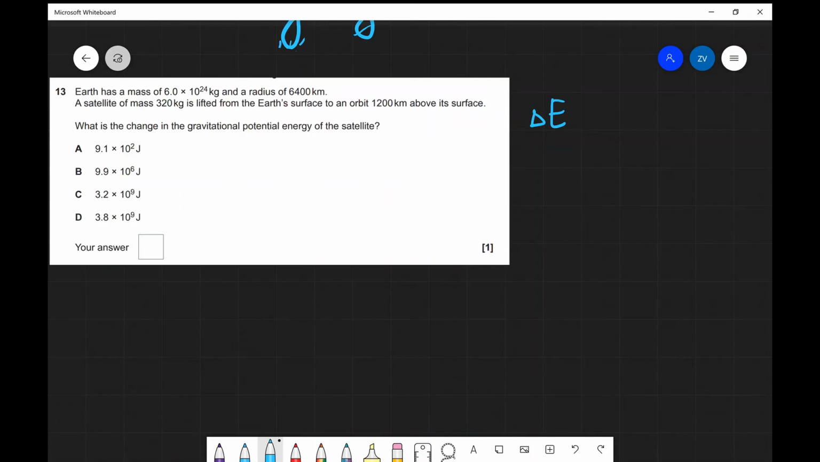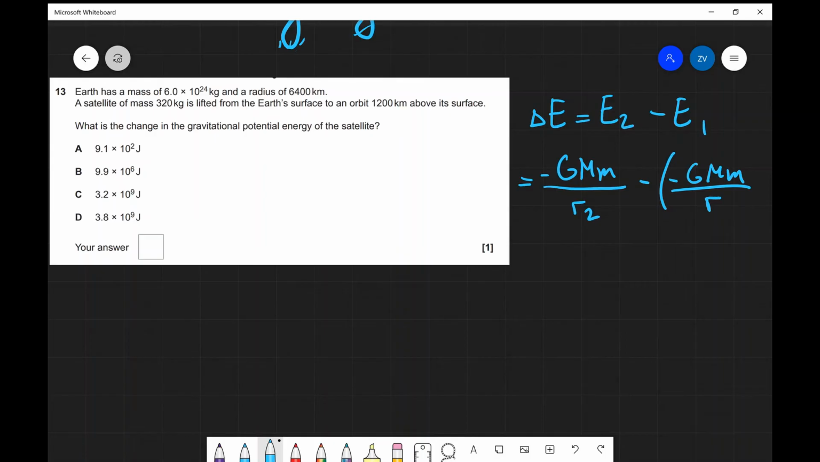Okay, well, let's say that the change is equal to your final potential energy minus the initial potential energy. The formula for potential energy is minus GMm over r. Let's say that at our height at an orbit it's r2, minus the potential energy on the surface of the Earth, which is minus GMm over r1, which is just the radius of the Earth.